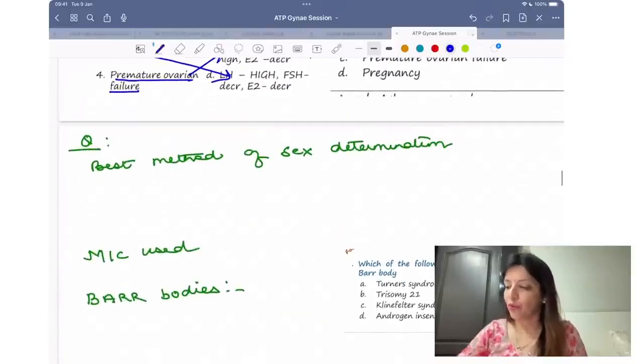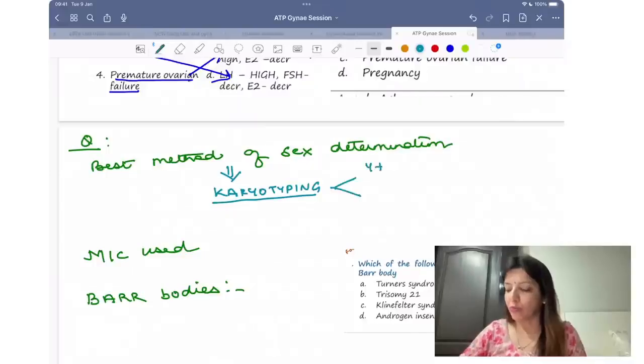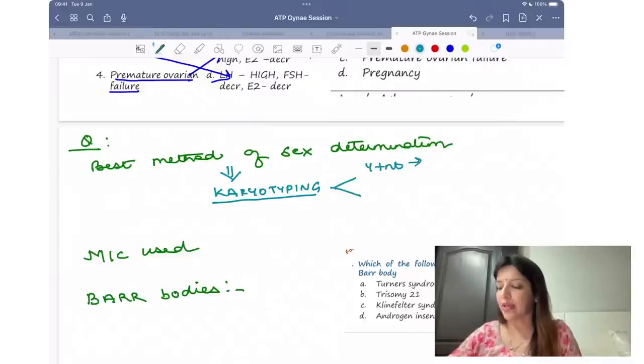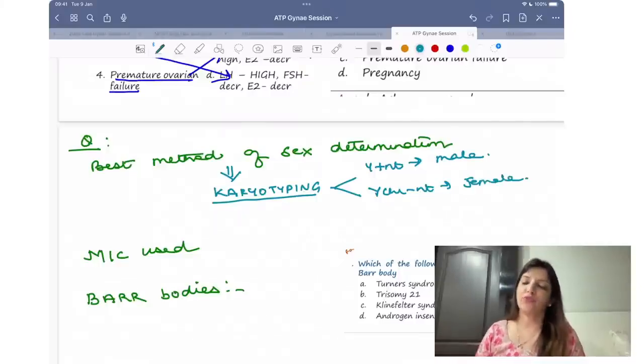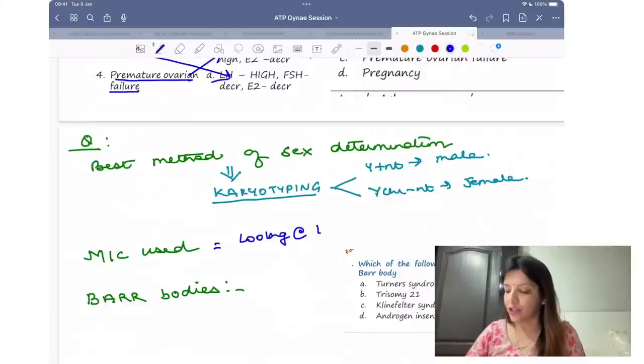Coming to a few important PYQs, single liners which they ask you. What is the best method of sex determination? Best method for sex determination is karyotyping. If Y chromosome is present, then we say that we are dealing with male. If Y chromosome is absent, then the sex of the patient is female. What is the most commonly used method? Most commonly used method is looking at external genitalia.